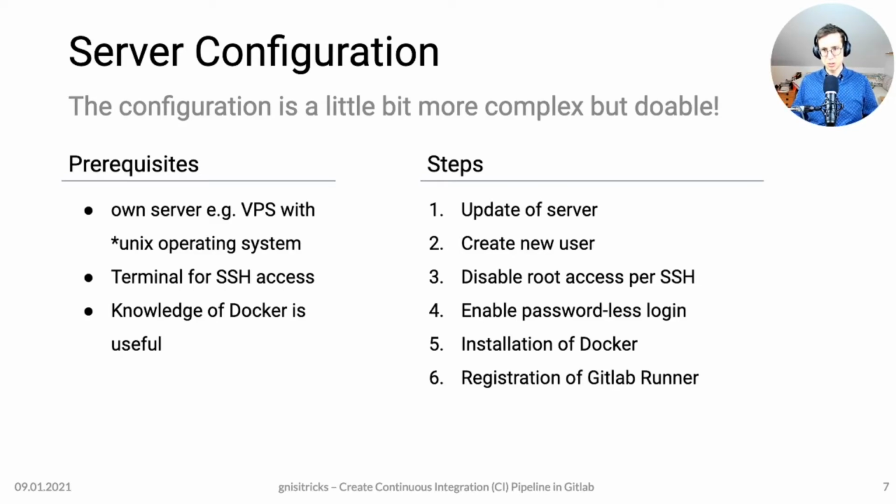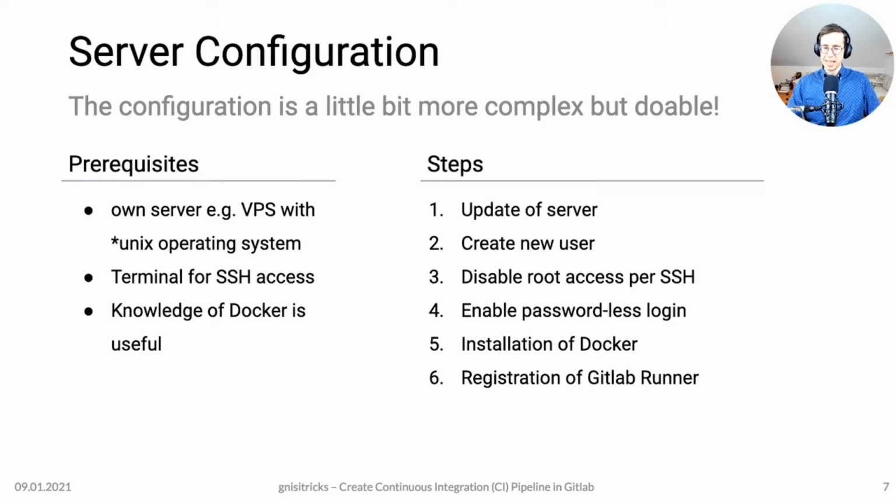We create a new user so that we can log in with that user into our server without the root user, because the root user is always the default user, and we will disable that root user. We will not delete it, but we will disable the SSH access. That's the third point. In the fourth point, we will enable our passwordless login. That is pretty much just a convenience aspect. You don't have to do that. The fifth and sixth step are definitely necessary because we will install Docker and we will register our GitLab runner.